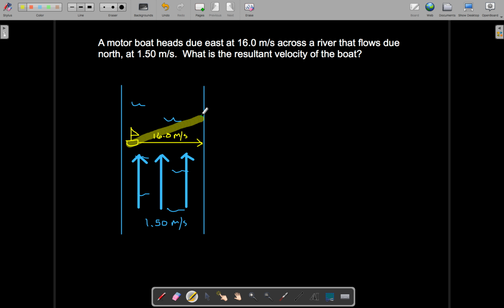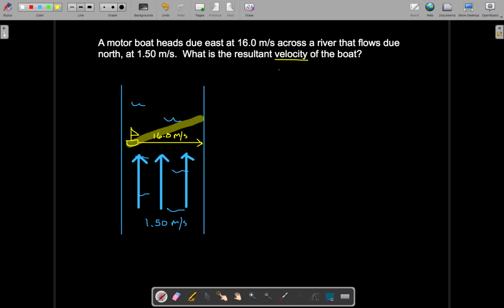Not only is it going in this direction, it's also making the boat travel slightly faster, because the 1.50 meters per second is adding on to the existing speed that the boat is traveling at. So we do see the boat traveling a little bit faster than its usual speed of 16.0 meters per second. So the question is asking for the resultant velocity. So we're asked to solve for the velocity of the boat.